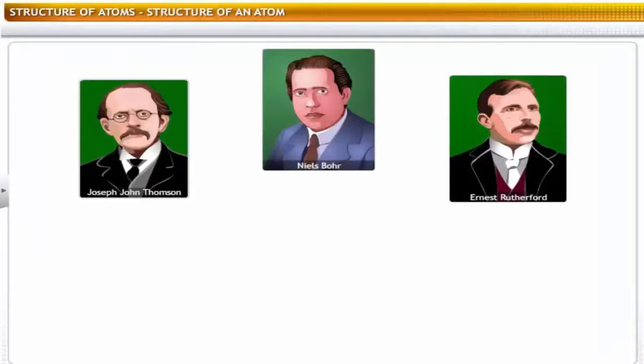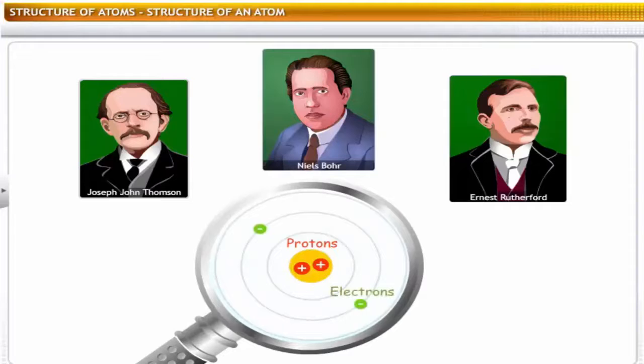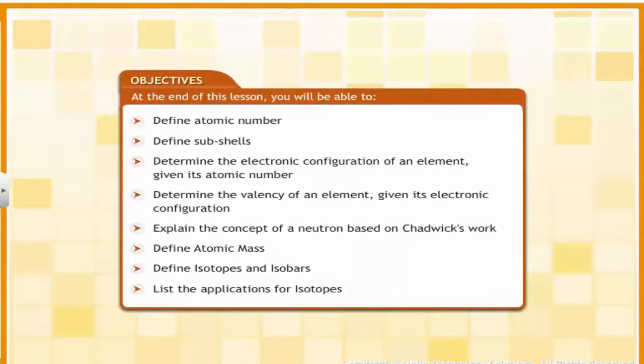Similarly, based on the study made by different scientists on an atom, it was concluded that any atom is made of a fixed number of charged particles called protons and electrons. This lesson is about the internal structure of an atom.